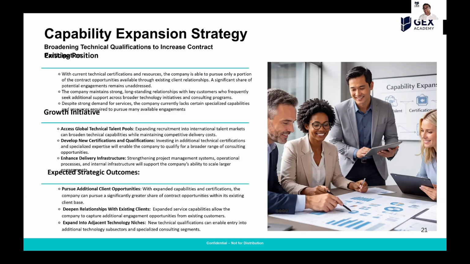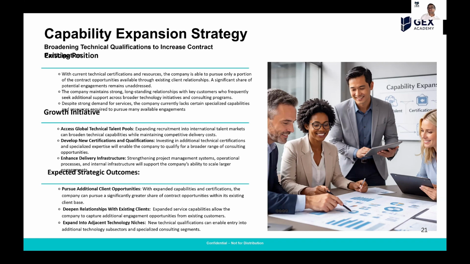The third outcome is expansion to adjacent technology niches and consulting segments, right? So additional certifications, technical expertise, and delivery capabilities, all of them could allow the company to participate in opportunities which are currently outside of its scope, right? So as investors, I think this slide highlights a really important distinction, right, between demand constraints and capability constraints, right?